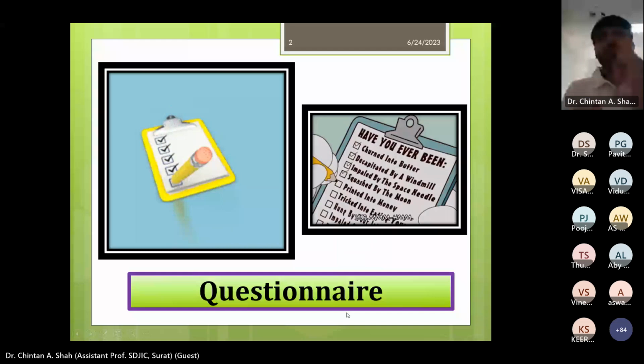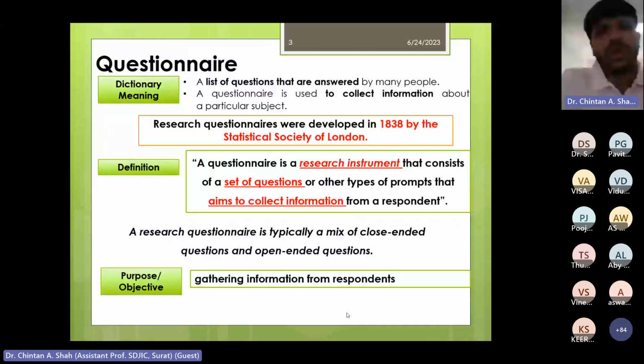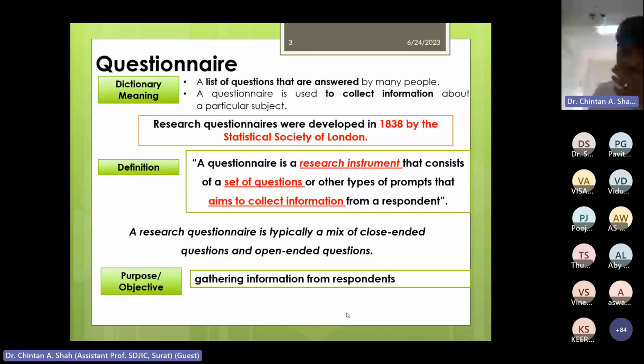What is the dictionary meaning? A list of questions that are answered by many people. Common people. You can use any vernacular language to get the information from the respondents. You can use Gujarati, you can use Hindi, you can use any medium. But our ultimate objective is to get information from the respondents.